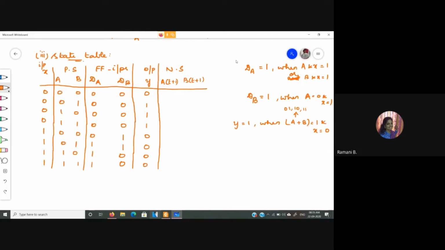Now with the next state, we know that A of t plus 1 is equal to DA and B of t plus 1 is equal to DB. So here you need not do any other analysis. You can straight away give the values as such. So this is our state table.